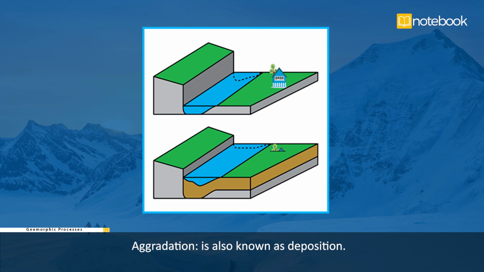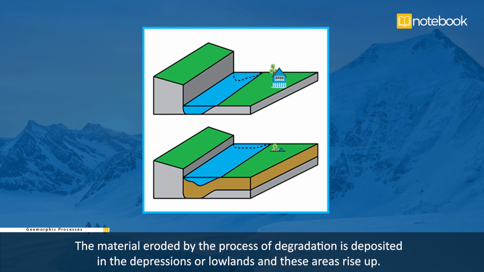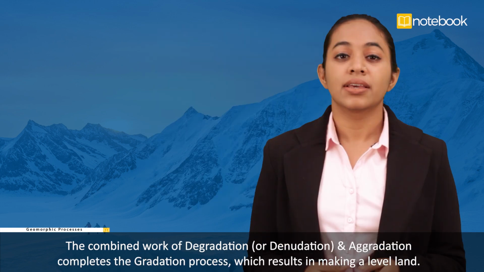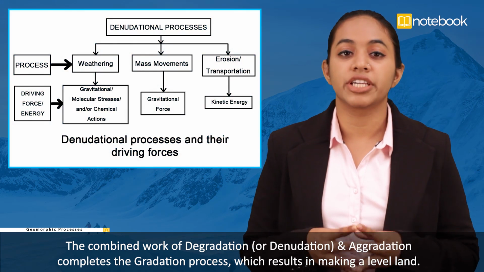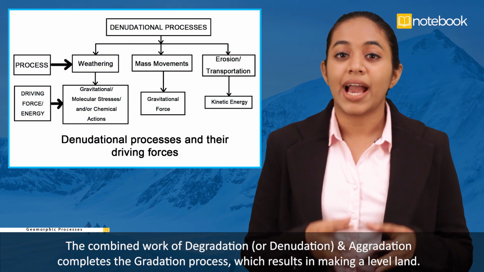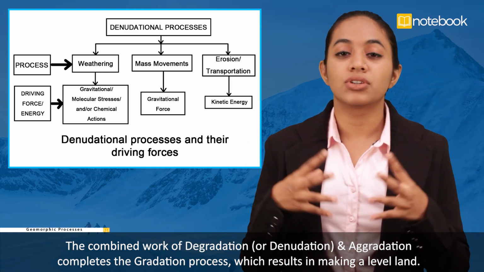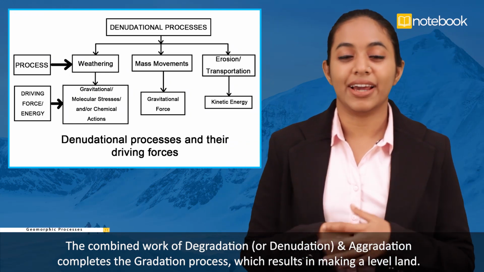Aggradation is also known as deposition. The material eroded by the process of degradation is deposited in the depressions or lowlands, and these areas rise up. The agents of aggradation are the same as those of erosion. The combined work of degradation or denudation and aggradation completes the gradation process, which results in making a level land.